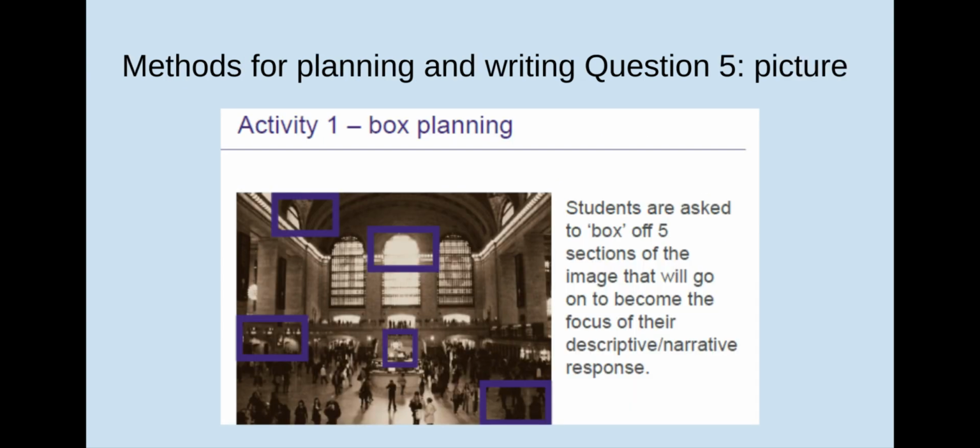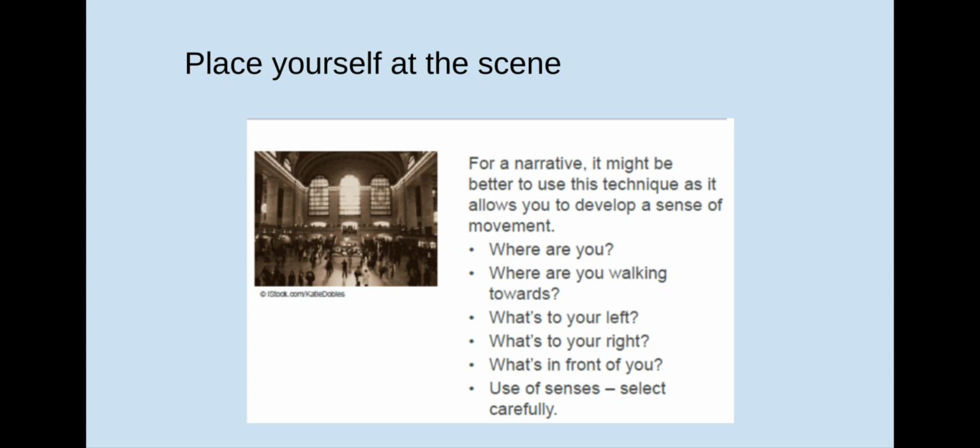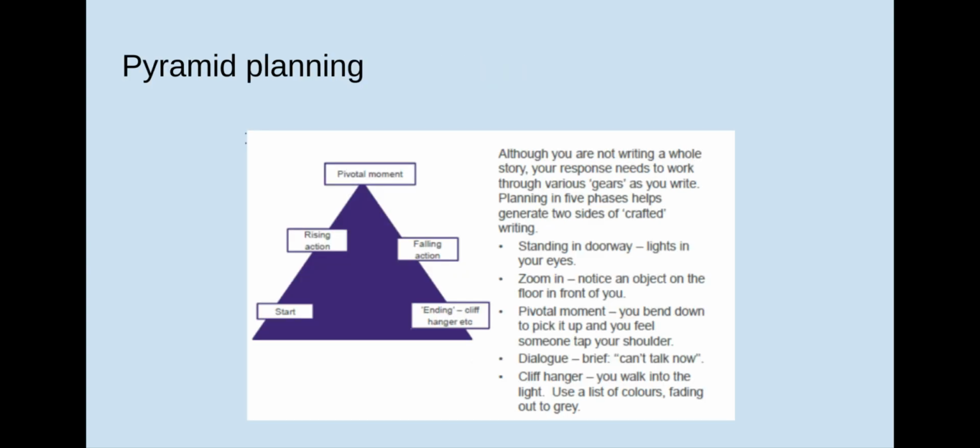Okay, there are different ways of looking at the picture. The first one's called box planning, where you separate important elements of the picture that you want to explore in your story. Second one, place yourself in the scene at the moment. Where are you? What are you doing there? What can you see? What can you smell? What is the pace? What is the mood? What structural features have been used? What is your story?